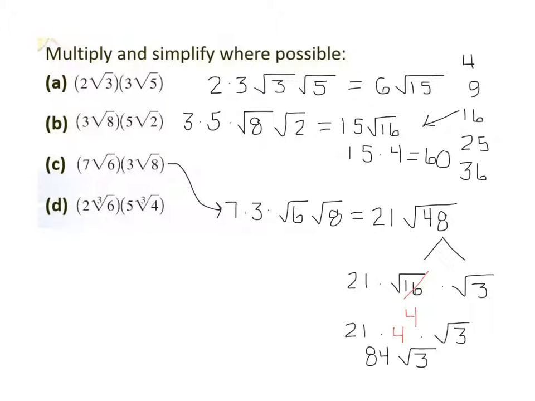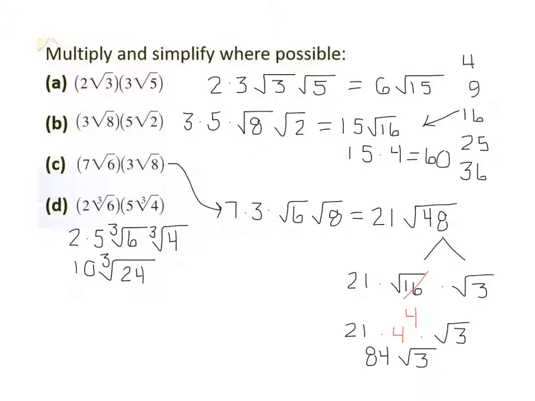In our last example here, we have cube roots. So again, we're going to start in the very same way. We're going to multiply the coefficients together and multiply the radicals together. So that'd be cube root 6 and cube root 4. And so the coefficients multiplied together, 2 times 5 equal 10, and the radicals multiplied together, 6 times 4 equals 24. But it's cube root 24, not square root 24.